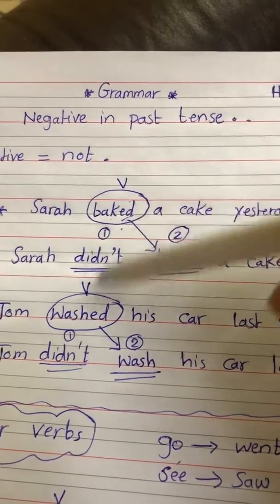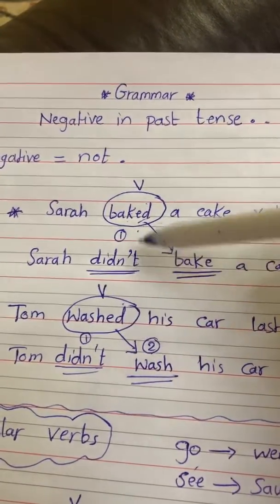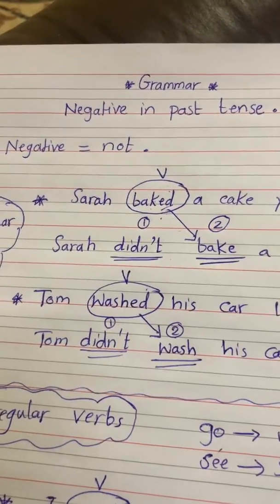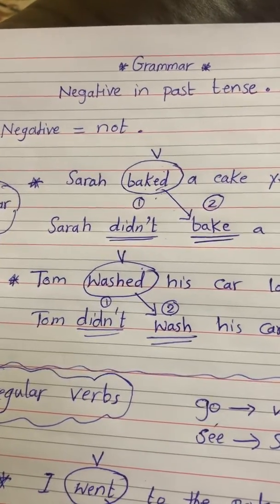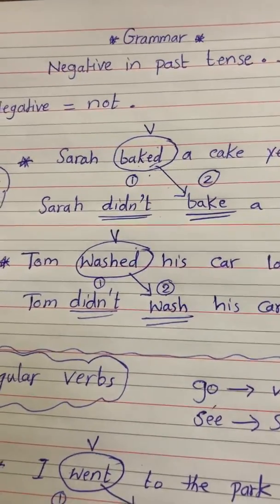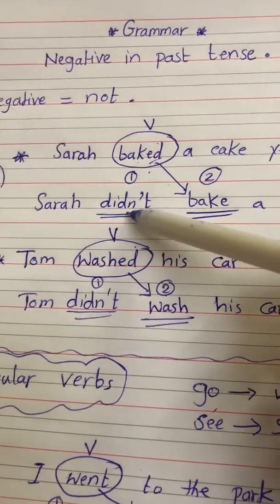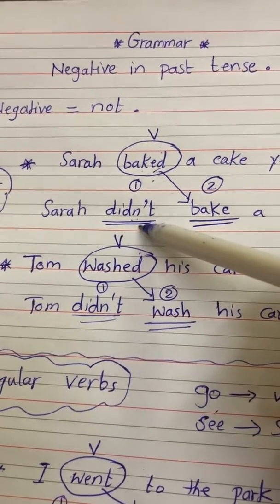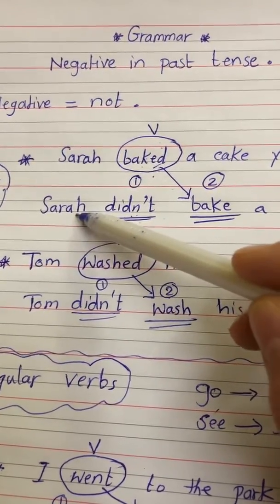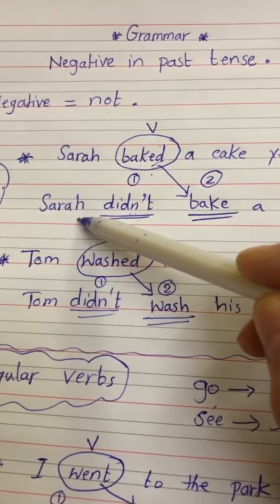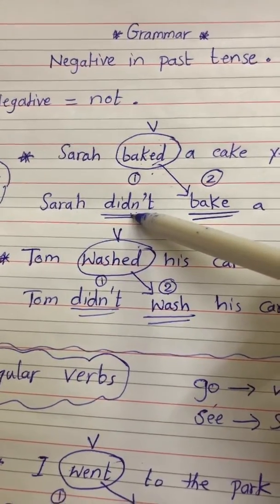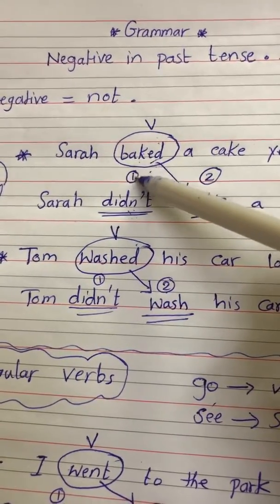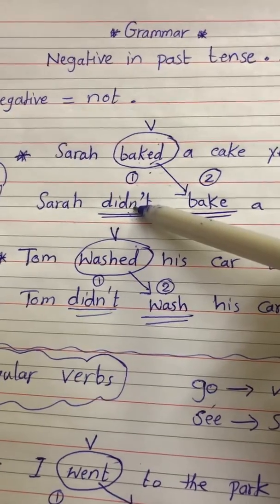Then here in the next sentence, I will change the sentence into negative. To change the sentence into negative in the past tense, you have to do two steps. The first step is to add didn't after the name directly. So first you will write the name or the subject of the sentence, then write the word didn't. So here I number it, number 1, it means this is step number 1.